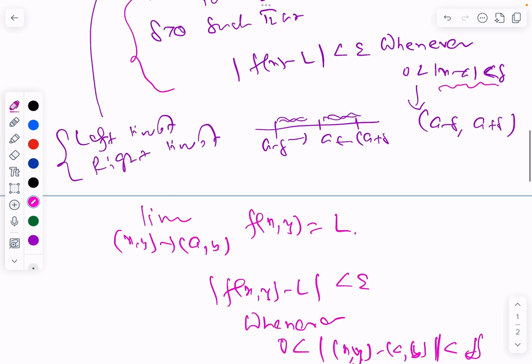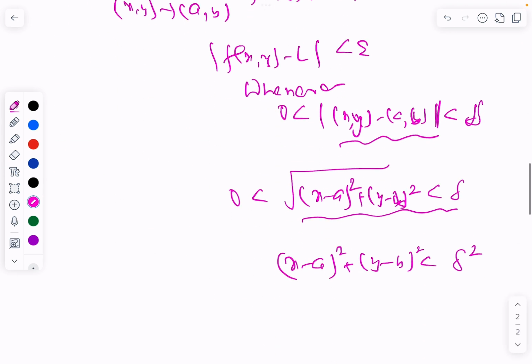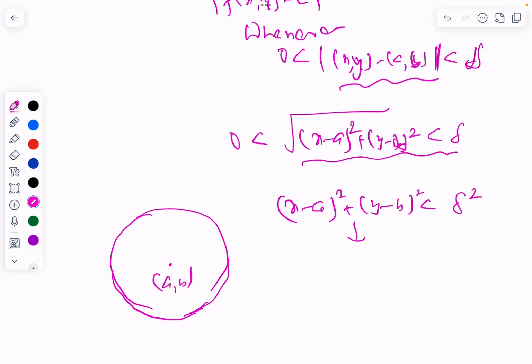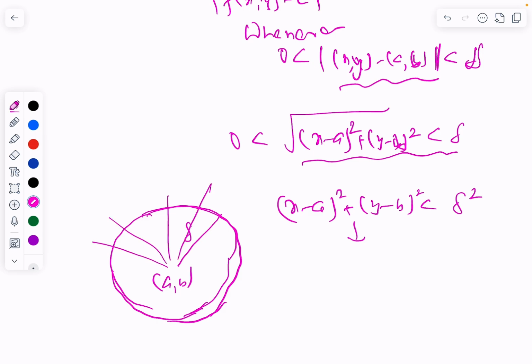So here we had the interval, while here what do we have? We have a circle whose center is (a, b) and the radius is delta, and all the points lie inside this circle. So here (x, y) tends to (a, b) from many directions, infinitely many ways.